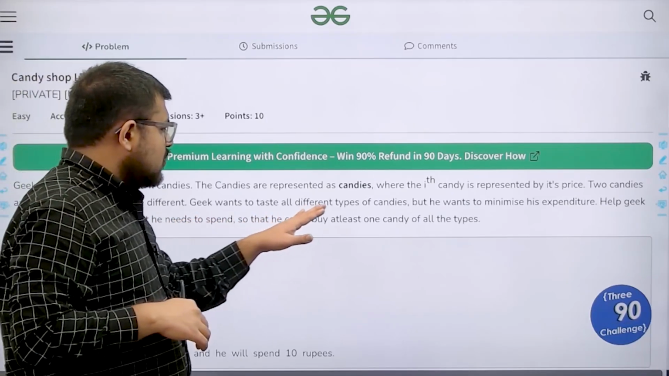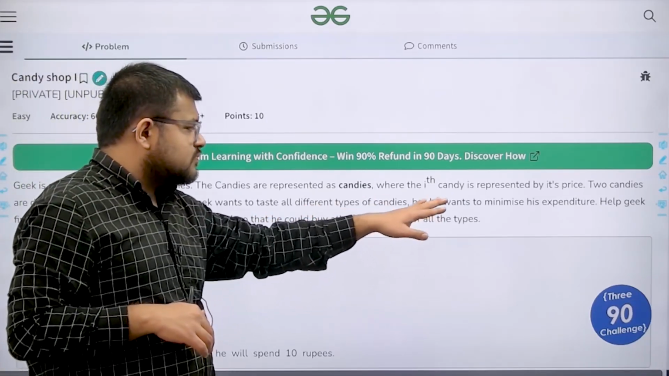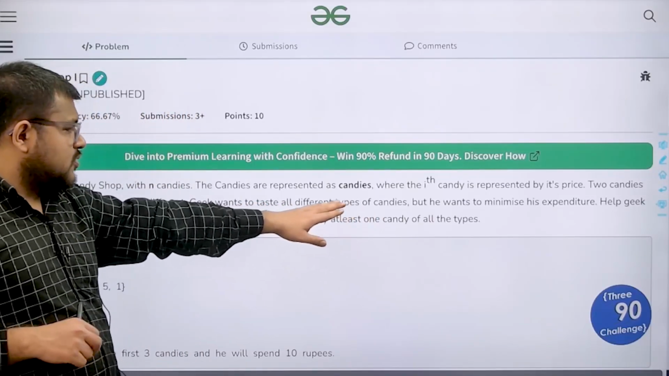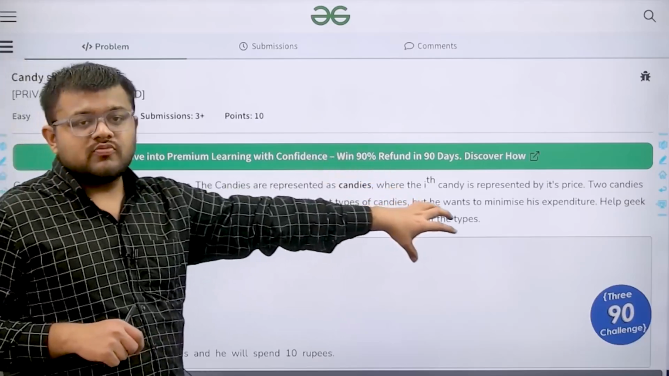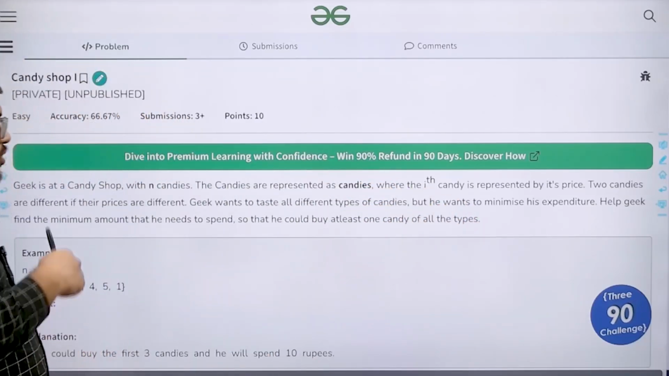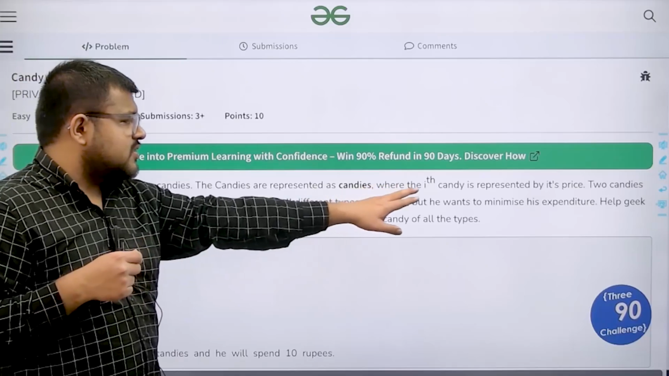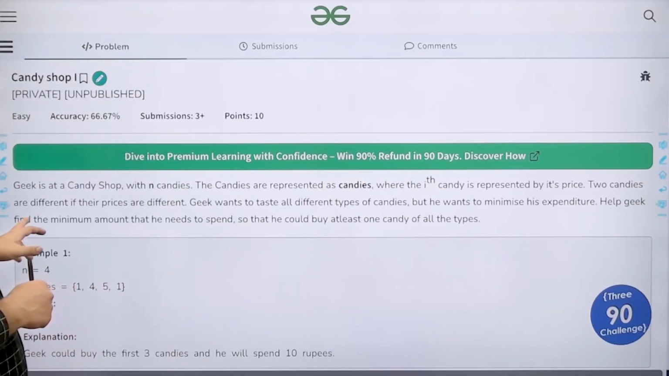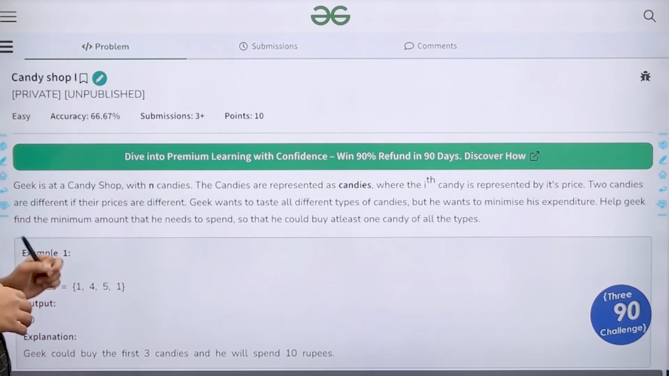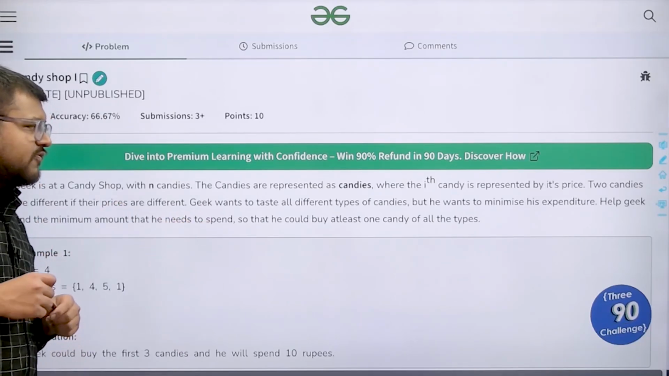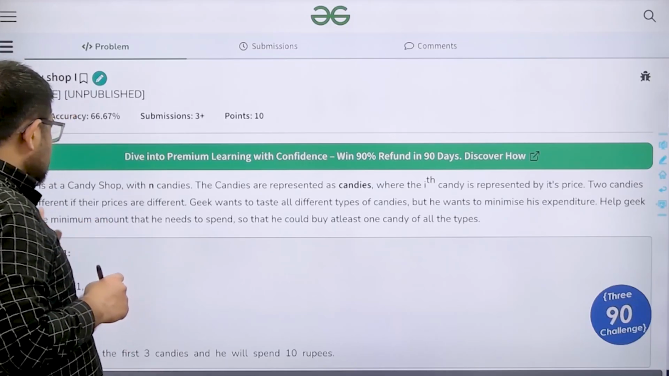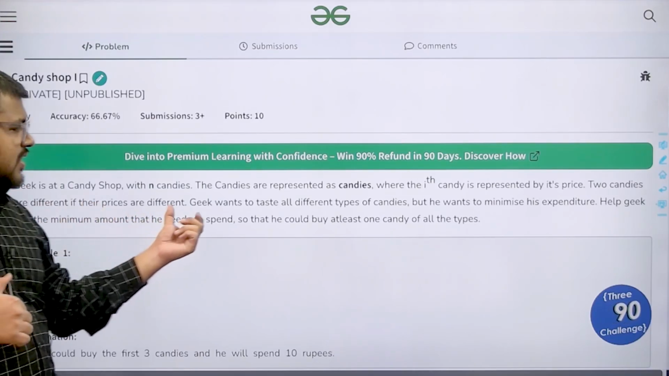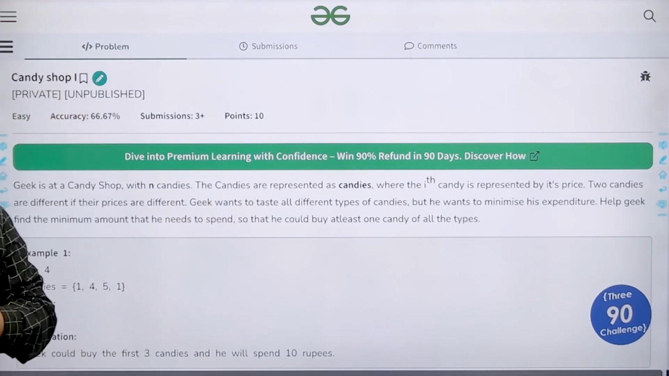Geek wants to test all different types of candies, but he wants to minimize his expenditure. So all the different types of candies available he wants to test, but he also wants to minimize the cost, because if he purchases the ith candy, then the price associated with the ith candy he would have to pay. Help Geek find the minimum amount that he needs to spend so that he could buy at least one candy of all types. So we need to tell what is the minimum amount of money the Geek needs to spend so that he can try all the types of candies.